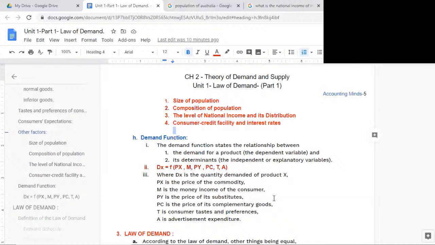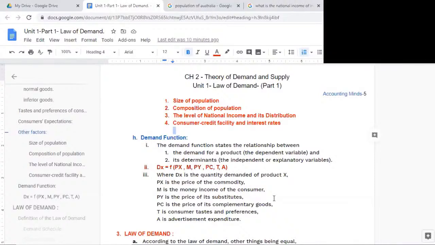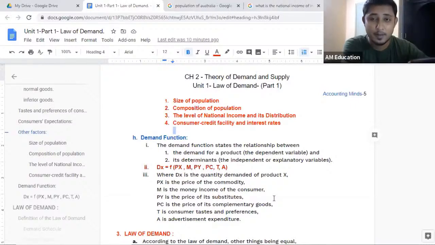Consumer income. Exactly. Taste and preferences and consumer expectations and other factors. What are the other factors? Size of a population. Composition of population. The level of national income and its distribution. Consumer credit facility and interest rates. So you understand how these other factors will affect the demand, no?